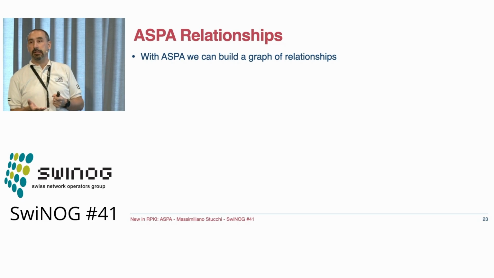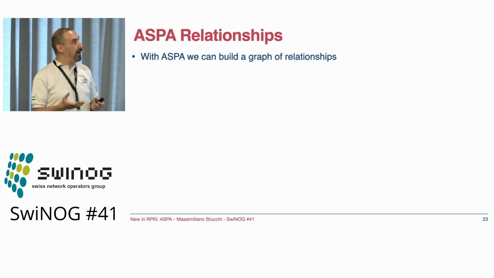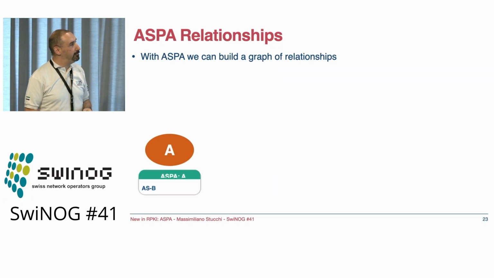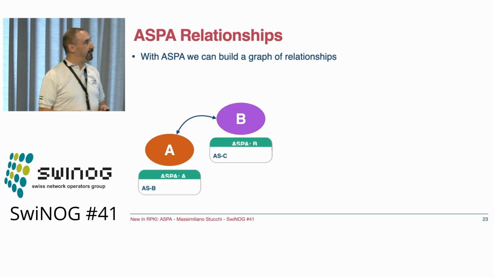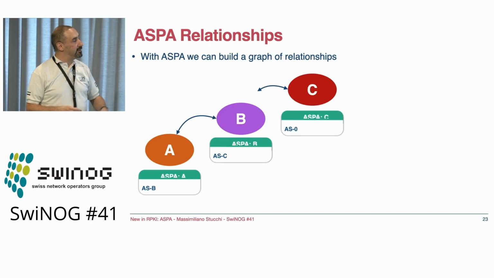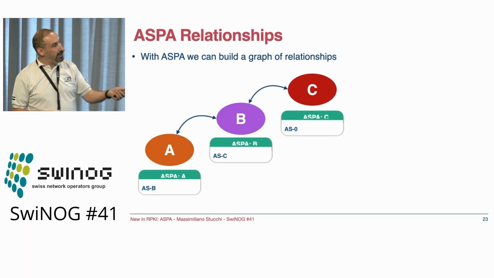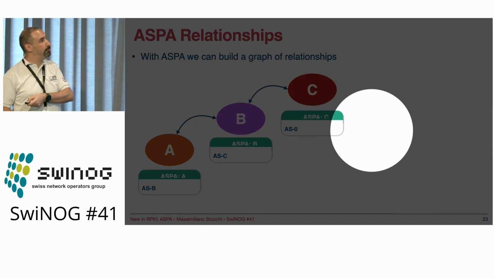So how does it work in reality? We filled in our information, our object, and imagine if in the world everyone had filled in that information, we could then build a graph of all the relationships on the internet. Who is a transit of who, supposedly according to ASPA. So we would have ASPA A and ASPA B, and on the top, you see we have ASPA C.